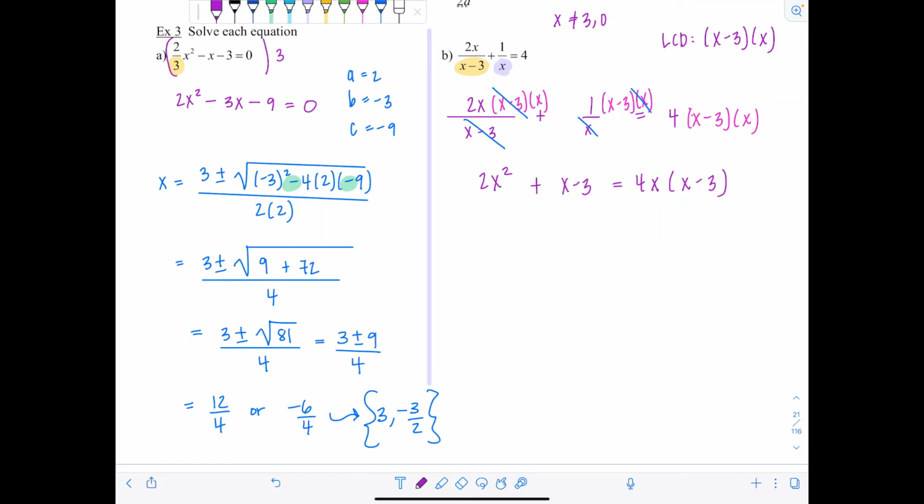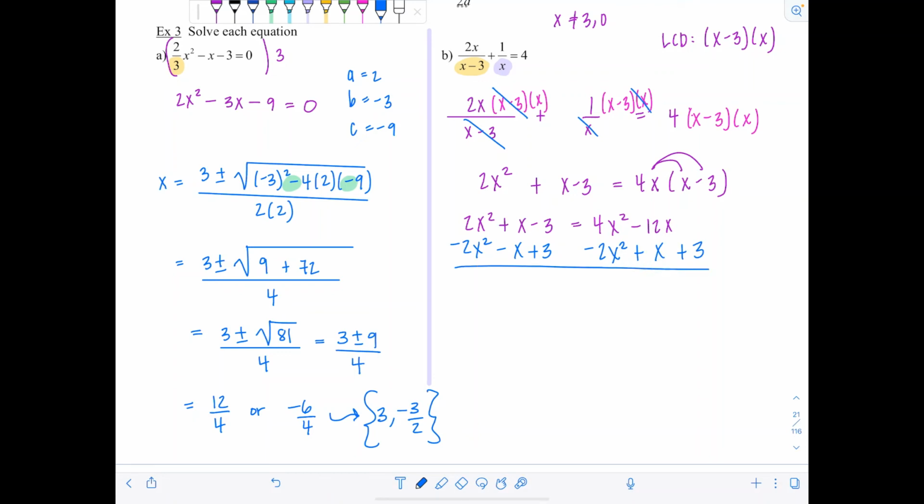Okay, good. So let's clean up and then set equal to 0 before we start figuring out a, b, and c. This is going to be 4x squared minus 12x. And typically you don't want a to be negative when using the quadratic formula. It just makes life so much more complicated. So I'm going to have a 0 on the left-hand side. So I'm going to subtract 2x squared, subtract x, plus 3. Bada bing, bada boom.